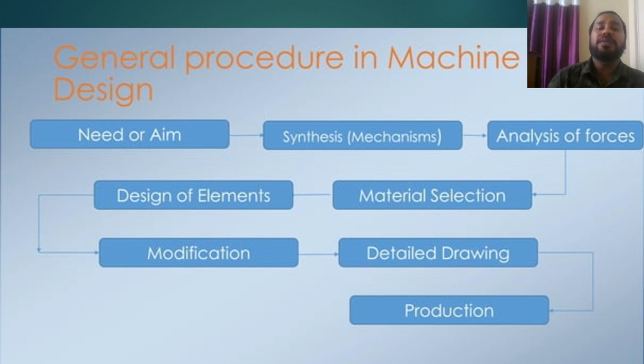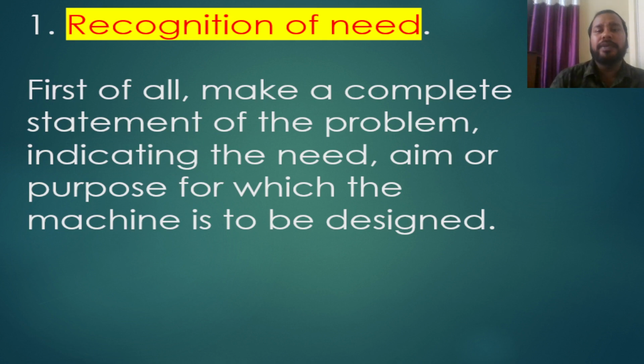Now come to the procedure. Suppose one designer has passed through all these phases that I have discussed earlier, then what is the procedure? Generally we can say these are the 8 most important steps for a machine design. First is need or aim, second is synthesis or mechanism, third is analysis of forces, fourth is material selection, fifth is design of elements, sixth is modification, then detailed drawing, then production. So first we will see one by one.